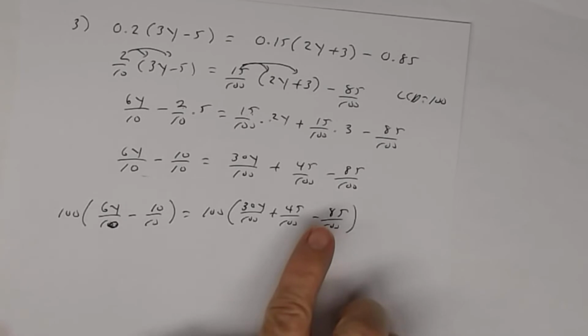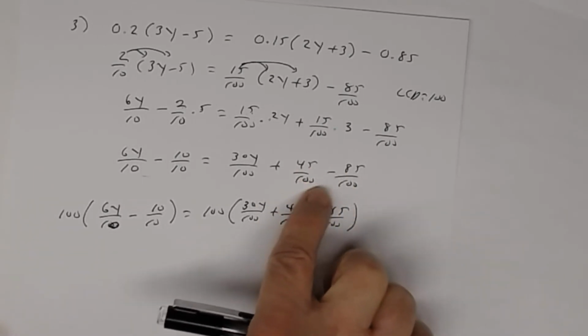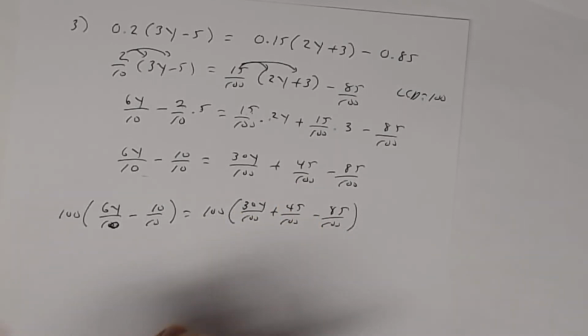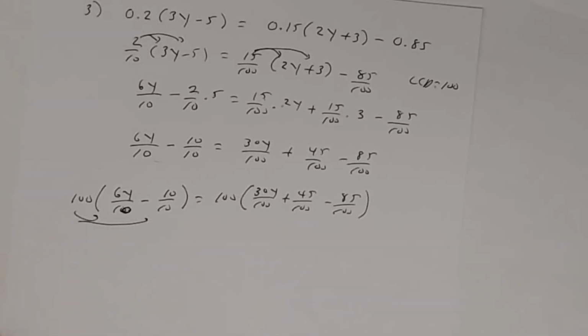Now, again, there are other things you could have done first. See how these two fractions are easy to combine? You could have combined those first, but I'm just going to do this. Okay, so now I'm going to distribute the 100. Let's go ahead and distribute the 100.